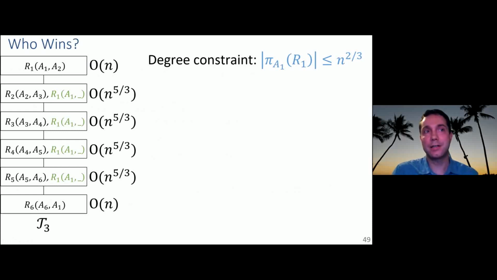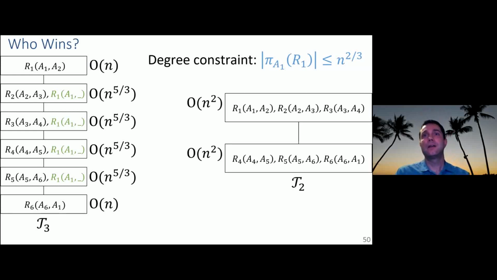So when we look at this entire tree decomposition T3, none of these nodes has a complexity higher than n to the 5/3. On the other hand, with the same degree constraints, our tree decomposition T2 is still quadratic. So if we know that A1 is not that frequent, that it does not have that many distinct values, then we prefer T3 over T2.